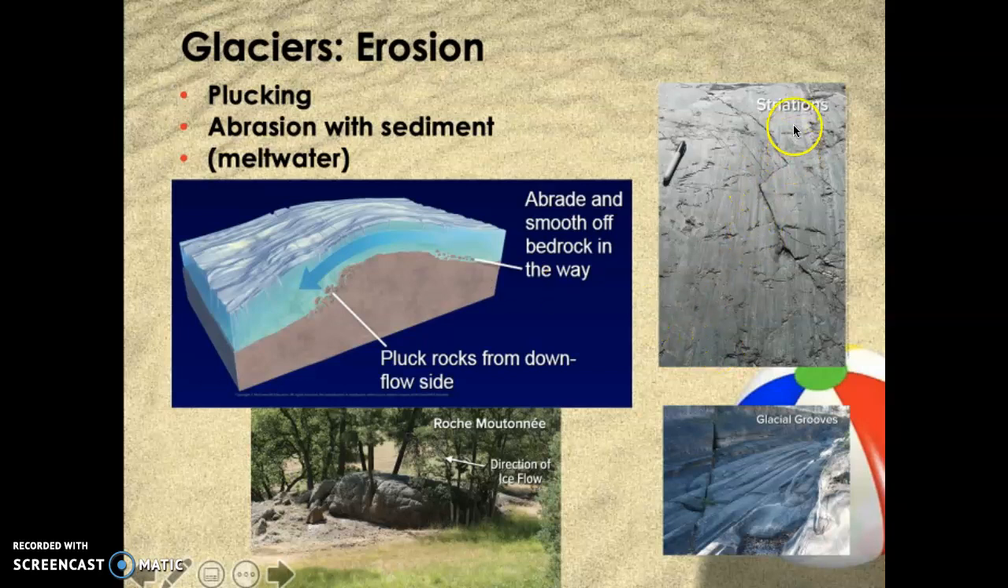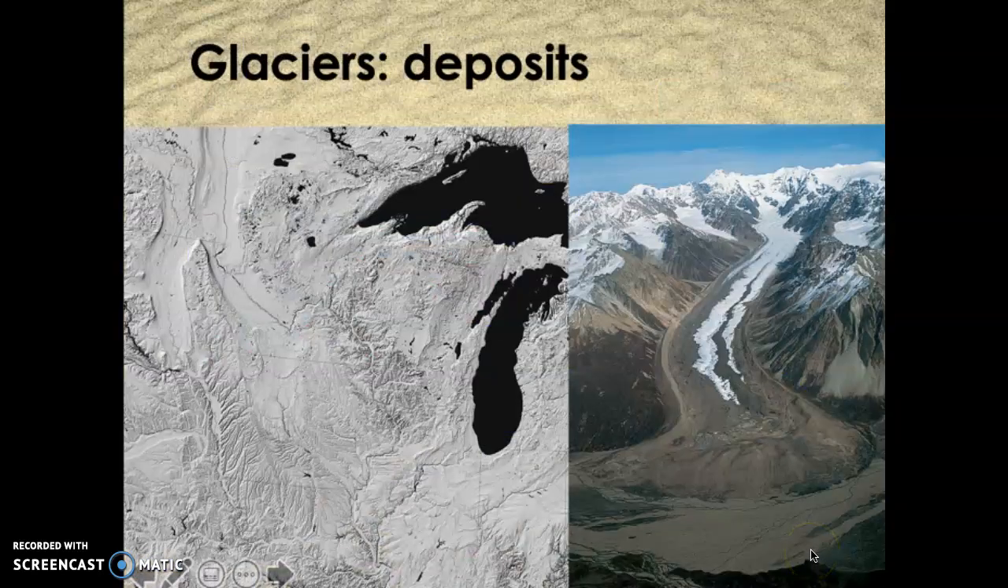And so on the right-hand side, you can see scratches left in bedrock, which we call striations, and glacial grooves that form because of all this material being frozen into the bottom of the ice. That material is then carried down the glacier. Now remember, with rivers, we said rivers can carry material through suspension, bed load, and dissolved load. Glaciers aren't really following those rules.